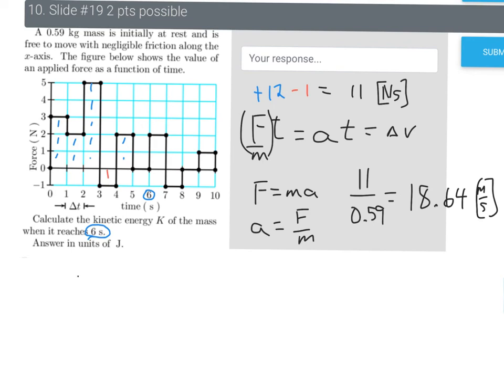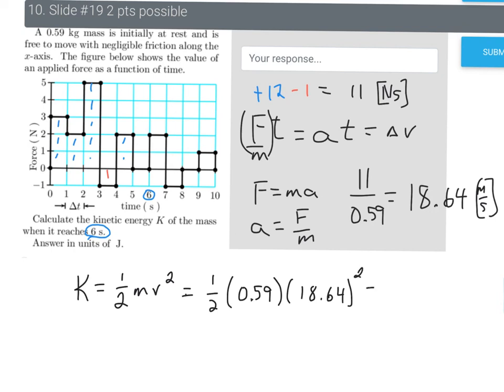So the question's asking us for the kinetic energy, which we know is half the mass times velocity squared. So we know our mass, so my mass is 0.59. And I just found my velocity was 18.64. And I'm going to square that. And so I can calculate the kinetic energy, and that's going to give me 102.5. That'll be my answer.